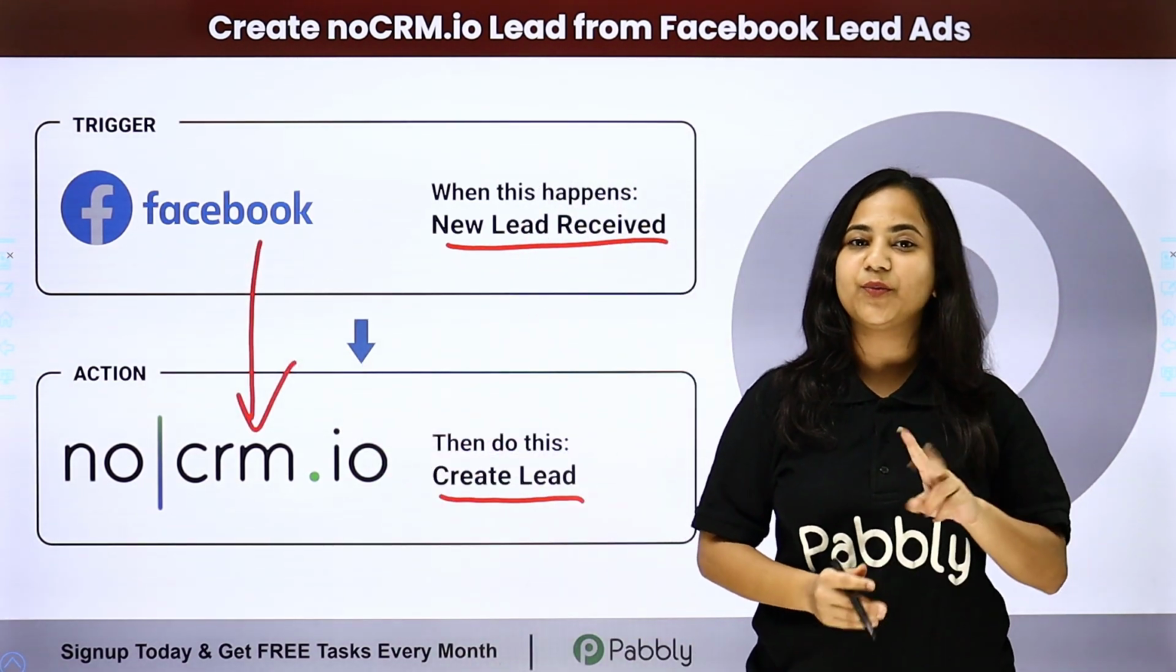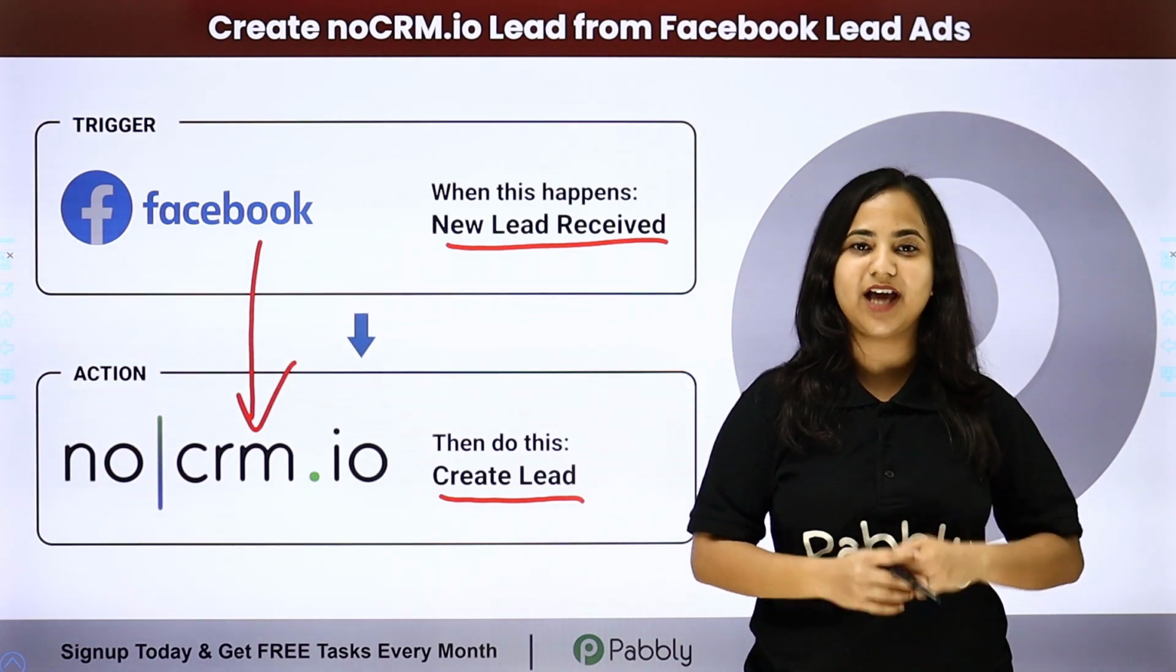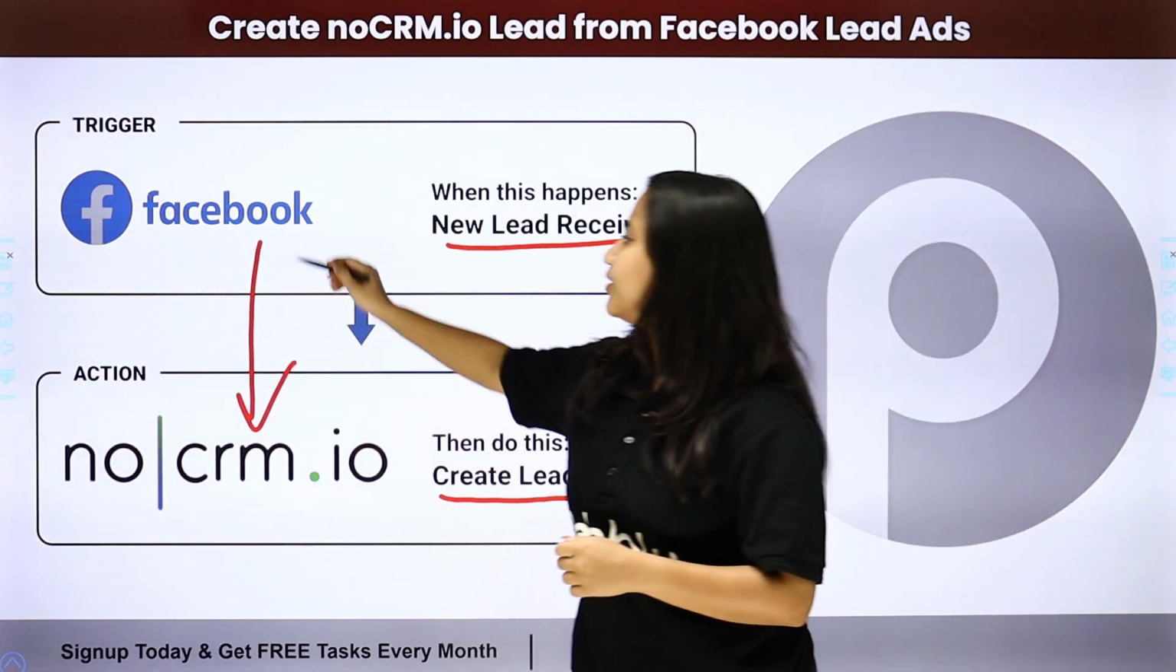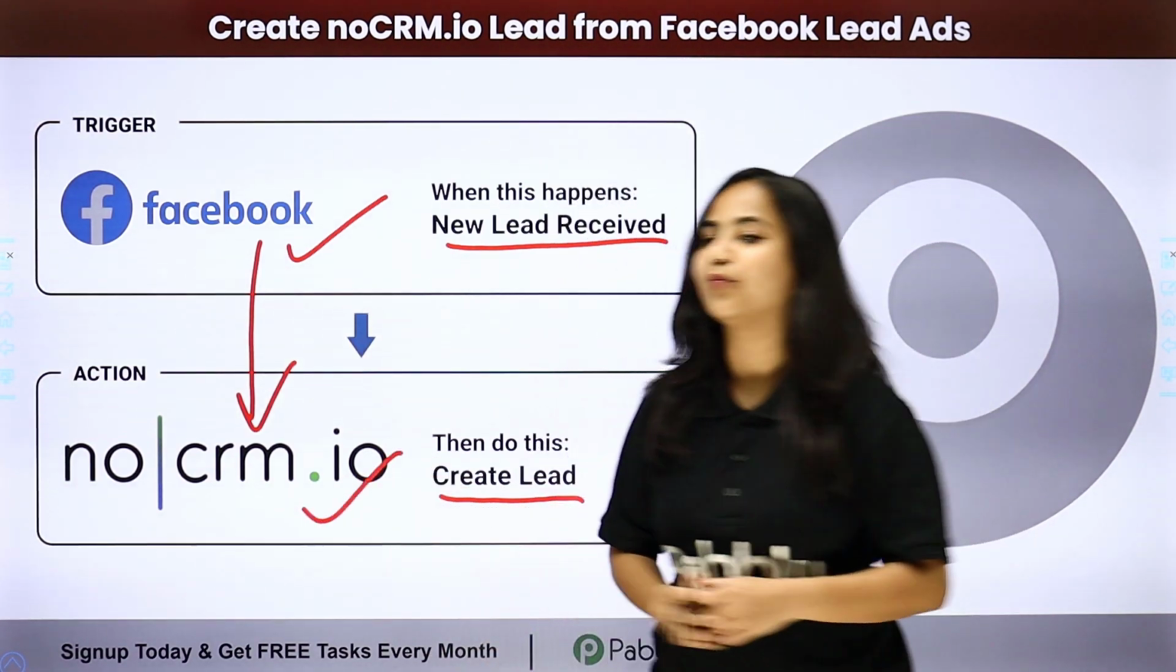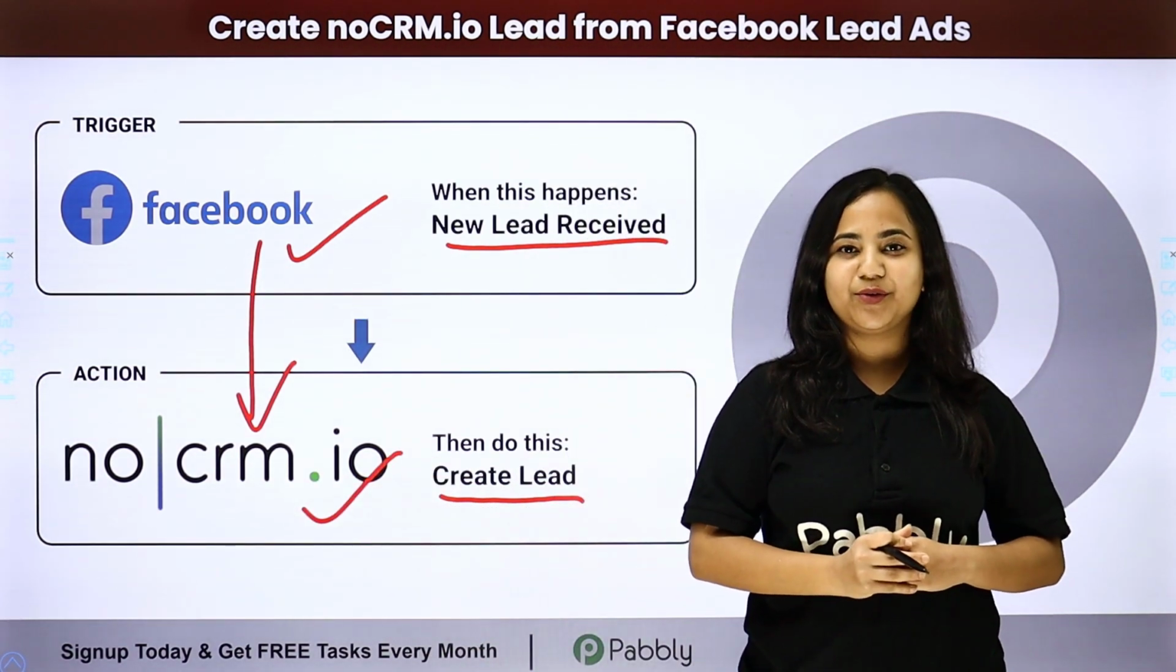Pabbly Connect works on two principles. First is trigger and second is action. Here my trigger application is Facebook lead ads and my action application is nocrm.io. To learn how to do this, let me take you to my screen.